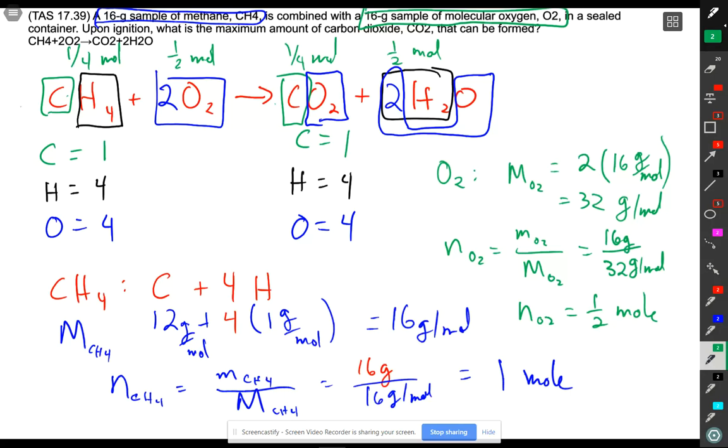Now, looking back at the question one last time, upon ignition, what is the maximum amount of carbon dioxide that can be formed? It doesn't say what units, right? So I could say 1/4 mole, and that's a correct answer, and I can't mark you wrong if you put 1/4 mole. But I do want to go one step further. What would the mass be of that 1/4 mole?